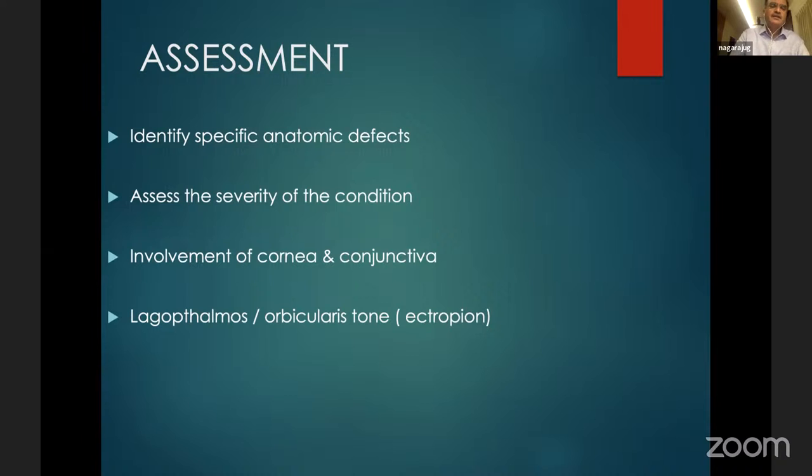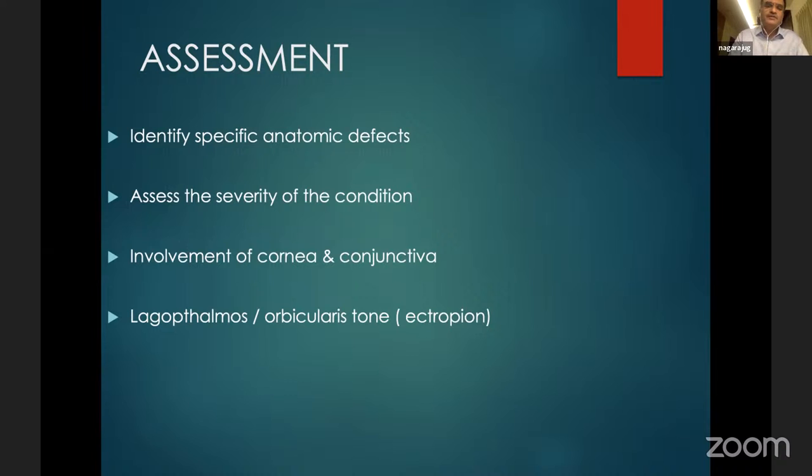If there is a laxity, we'll try to find out where exactly it is, whether it is only on one side, only on the medial side, or on the lateral side. And we'll try to assess the severity of the condition also, whether it is a very mild, moderate, or very severe condition, because these lid positions can lead to corneal blindness also. So this is very important.